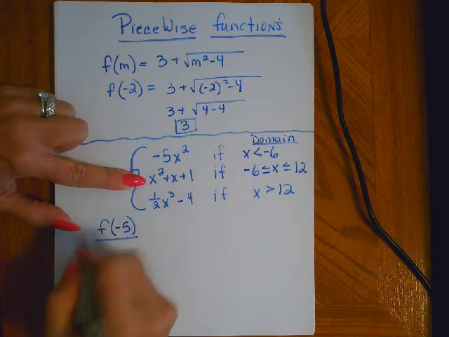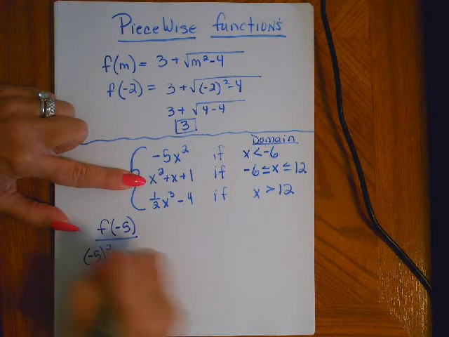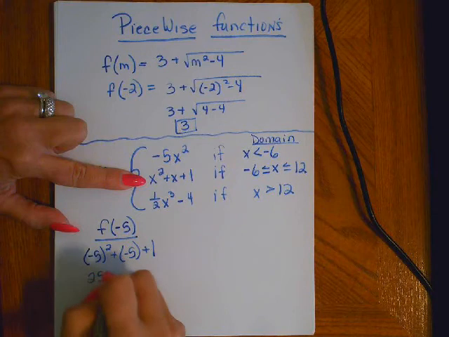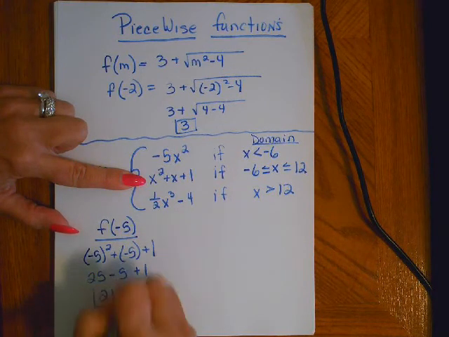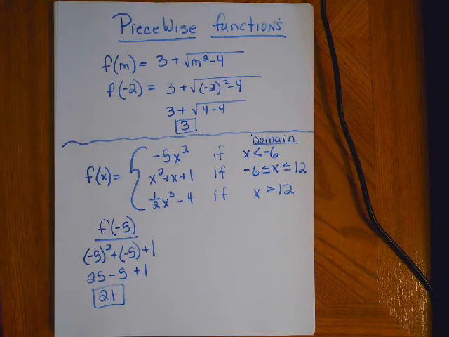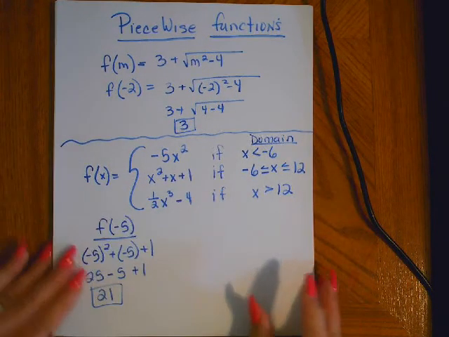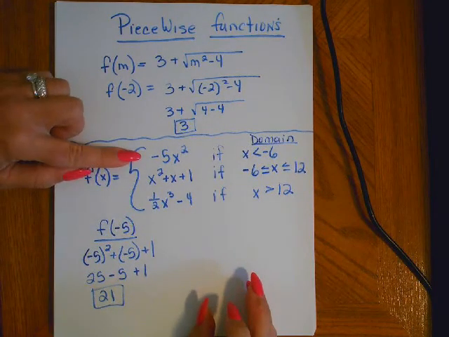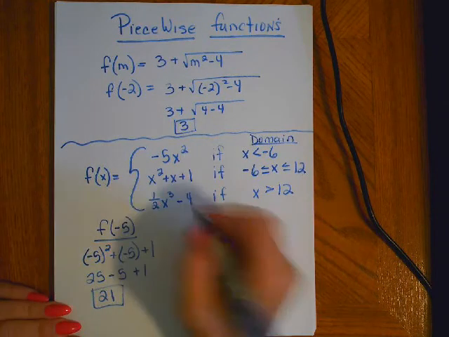So that means we're going to plug negative 5 into this equation. So it's going to be negative 5 squared plus negative 5 plus 1. This is 25 minus 5 plus 1, which is going to yield 21. Does that make sense? So the domain of your piecewise function is which equation you are going to use. Equation 1, equation 2, or equation 3.